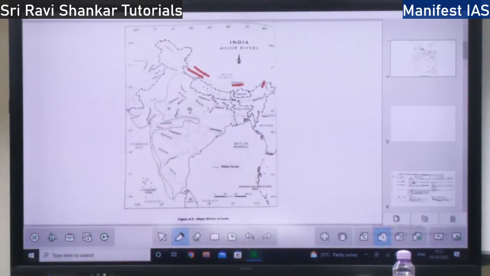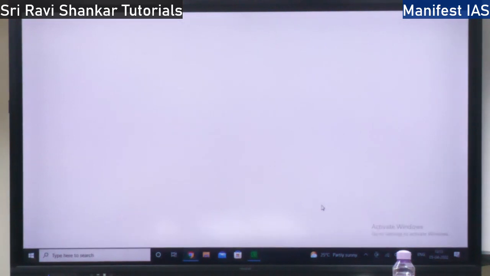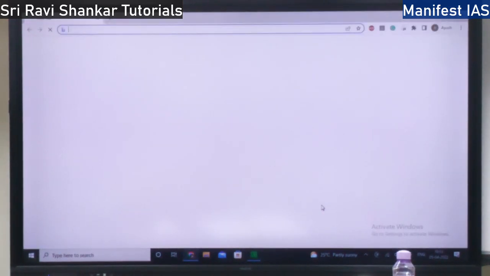So I am talking about gorge multiple times. I will show you a gorge. Because if you don't understand, I have shown it in the physical geography, but it's important you see it again.